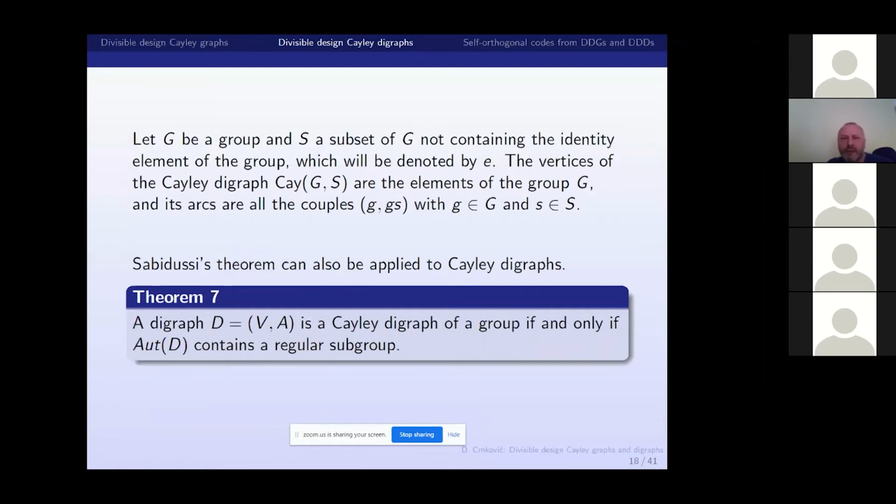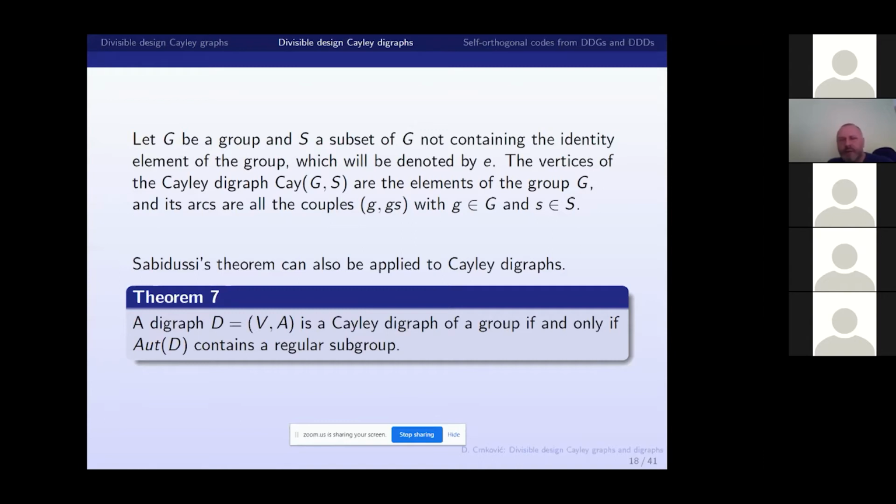And now this is the definition of a Cayley digraph. So let G be a group and S a subset of G which doesn't contain the identity element of the group, and we call that identity element e again. The vertices of the Cayley digraph Cay(G,S) are the elements of the group G, and its arcs are all the ordered pairs (g, gs), where g is from the group G, and s is from that subset S.